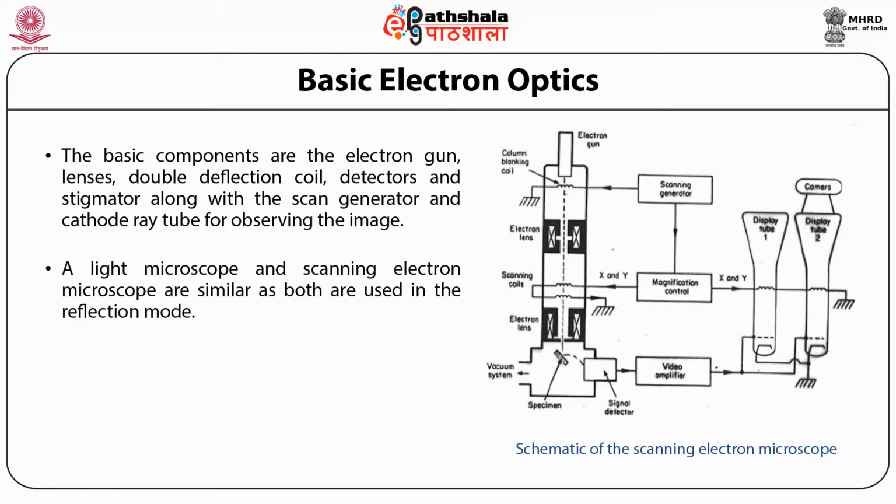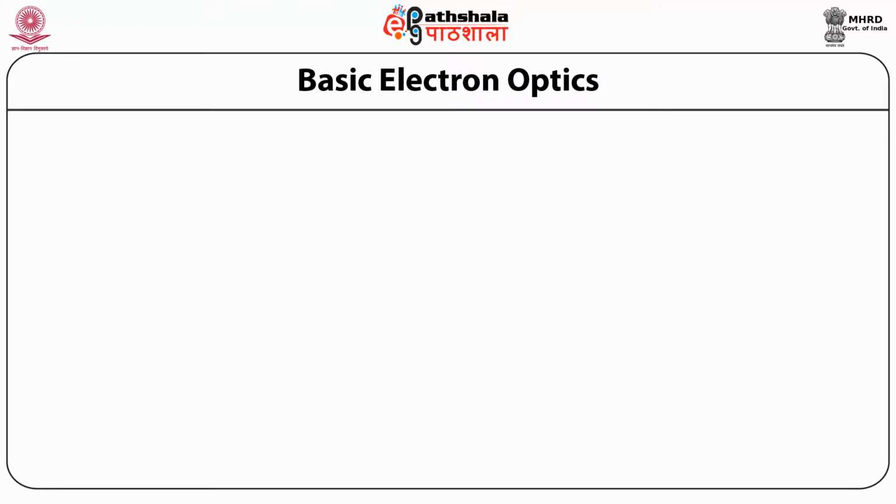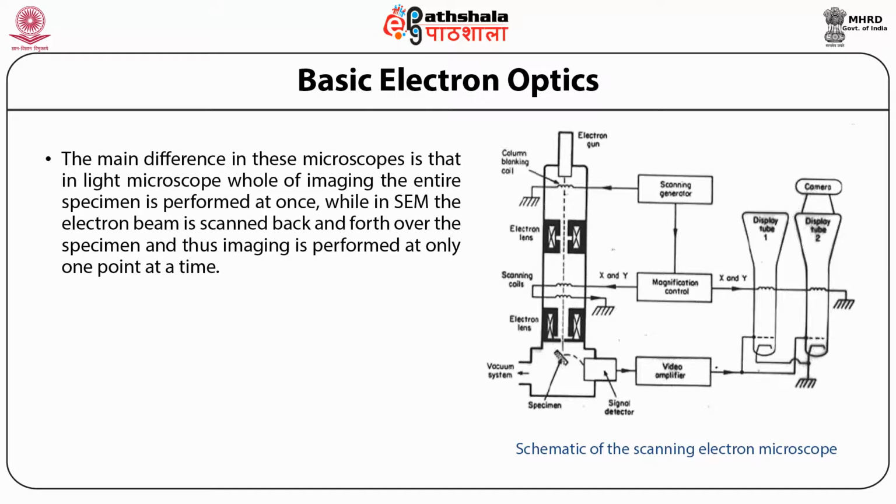A light microscope and scanning electron microscope are similar, as both are used in the reflection mode. The main difference in these microscopes is that in the light microscope, imaging of the entire specimen is performed at once, while in SEM, the electron beam is scanned back and forth over the specimen, and thus imaging is performed at only one point at a time.